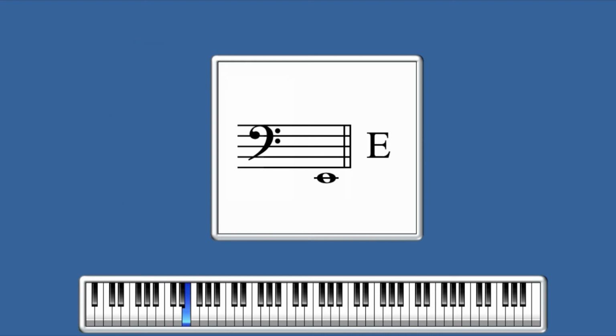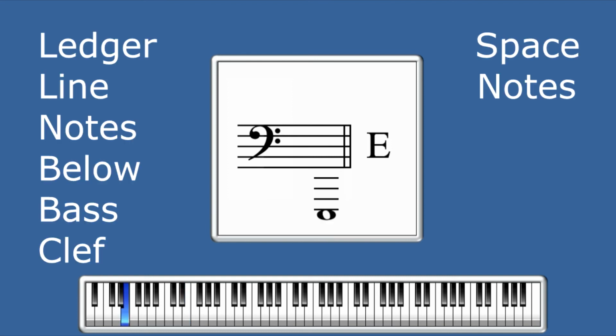The notes in the spaces below bass clef are the same as the notes on the lines in the staff on the treble clef, and they are E1, G1, B1, D2, and F2, and F is actually touching the bottom line of the staff.